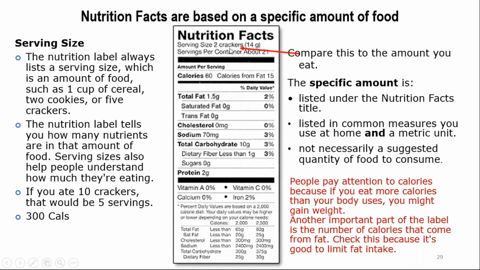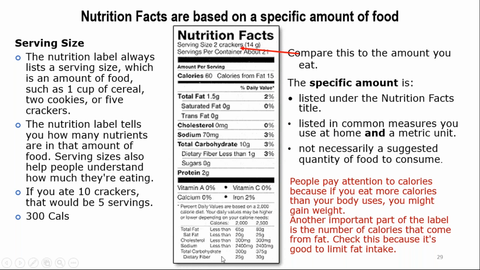This is an approximation of what you are expected to eat: 2 crackers, or it could be 1 cup of cereal, or it could be two. Now, based on the serving size, you will be able to tell how much energy you're getting, how many calories you are getting. So the serving size will help the consumer understand how much they are eating.